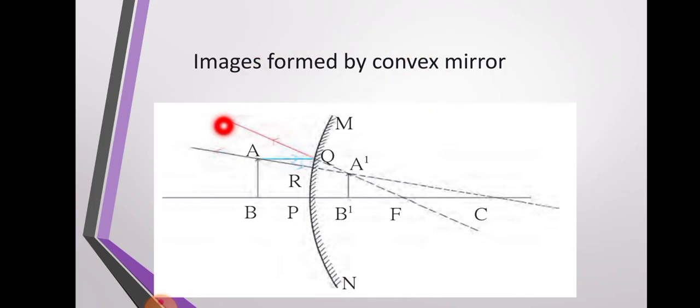Concave mirror का already हमने देखा. Now images formed by convex mirror. Okay, so here images formed by convex mirror. What happened? Here you will get a virtual image. यहाँ पे देखो mirror के behind image will form. So it is called a virtual image. A dash B dash is the image which we will get over here.